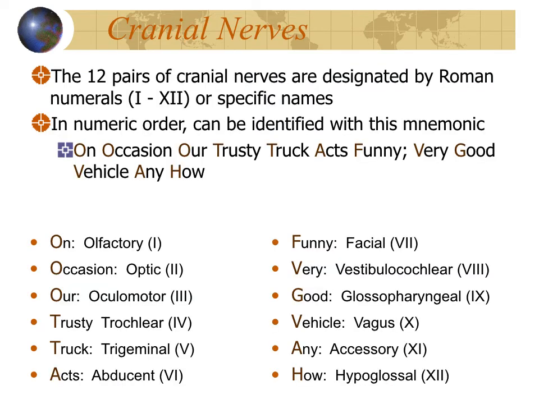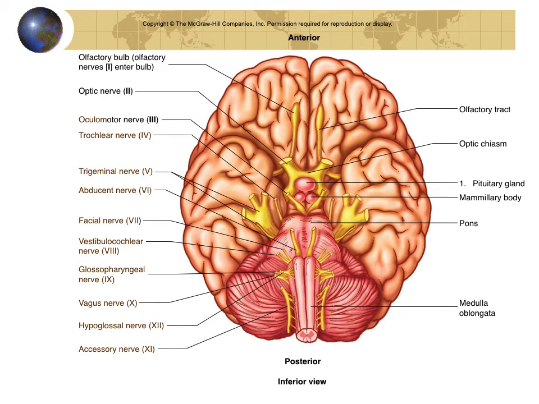Okay, I mentioned the cranial nerves. They're listed there, 12 pair, and you can see them there. Those are numbered 1 through 12 for whether they come out anterior, like the olfactory and optic, or posterior, like the accessory and hypoglossal.